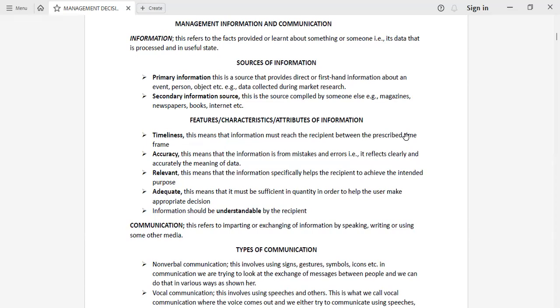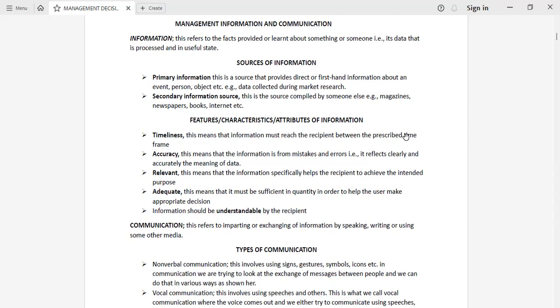Today we are proceeding with our class notes about management decision and control. In the first video we gave the introductory part, on how we should do question selection so that we can minimize the time spent and maximize the points for the scores.